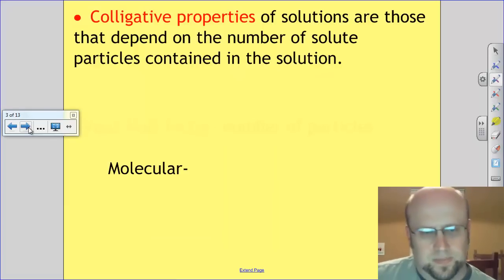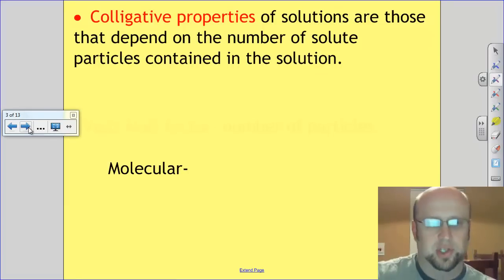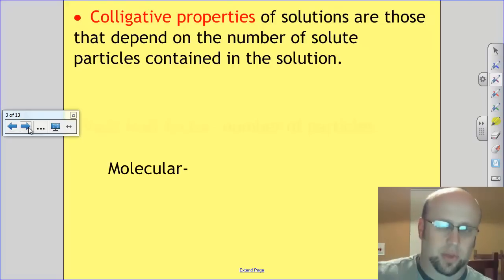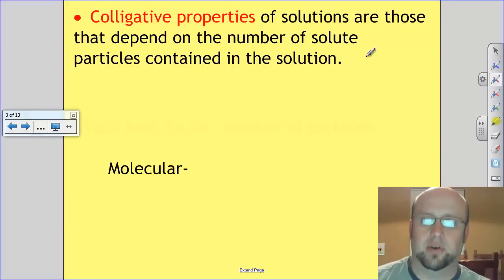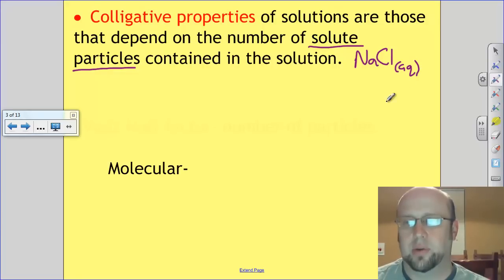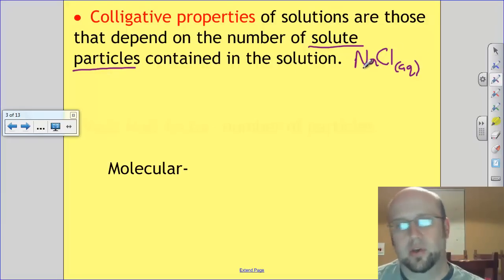Okay, so what are colligative properties? Basically, you've got solutions, and the colligative properties of those solutions mainly depend on the number of solute particles contained in the solution. Now remember, what does that mean? If we have an aqueous solution of sodium chloride, then the particles of sodium and the particles of chlorine are the solute particles in the solution. In other words, it's not the solvent particles, which would be the water in this case, but the solute particles.